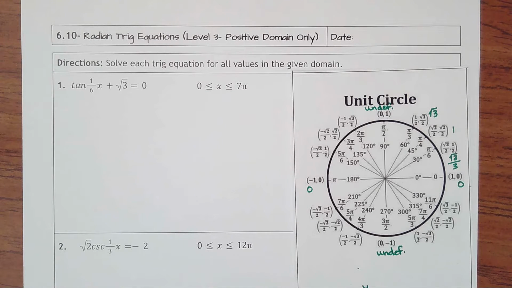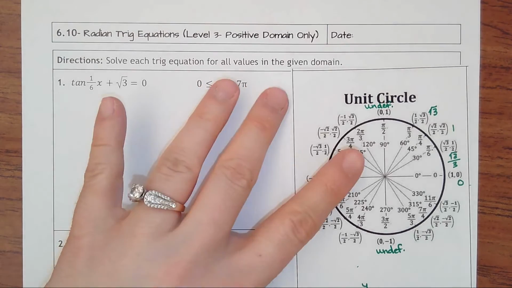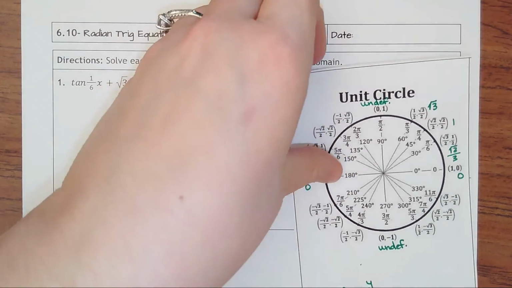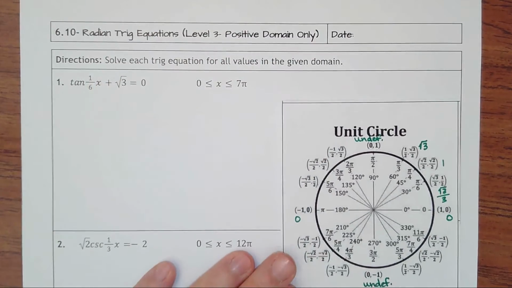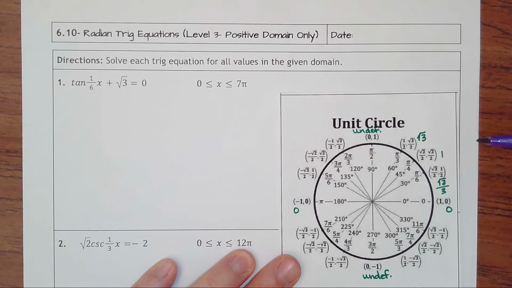Lesson 6.10, Radian trig equations. This is level 3. This is as hard as they're going to get. And this is going to be only positive domain only. And then the next lesson will open up to where it's a negative domain as well. And so here's our unit circle. You're going to want this today.